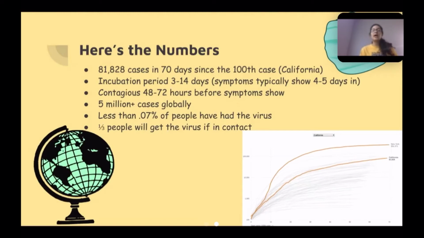Now, over 5 million people have tested positive for coronavirus globally, and this may seem like a lot, but less than 0.07% of people have had the virus. 5 million might seem like a lot now, but when you put it in perspective with how many people there are on this planet, it's not that many. 1 out of every 3 people who come in contact with somebody who has the virus will catch it as well. So if one infected person meets with, let's say, 24 people, 8 out of those 24 people will be very likely to have caught the virus from that one person.